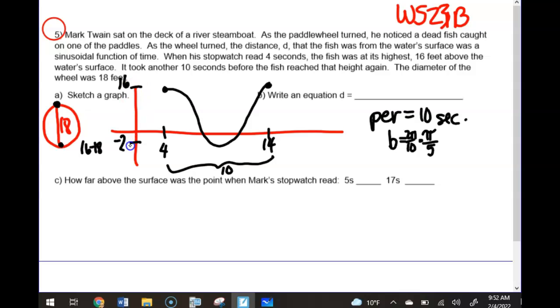How far was this altogether? 18. So if we go down half of that, or 8, what's 8? No, half of 18 on a good day is 9. What's 16 minus 9?